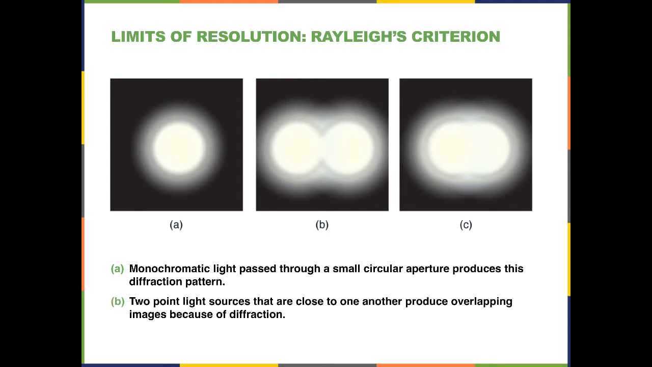Now in B, you have two light sources. They're close to each other, and because they're close to each other, they produce overlapping diffraction. C moves these even closer together, and at some point you reach the experience that you cannot distinguish or resolve the two from each other, and this is called the limit of resolution.